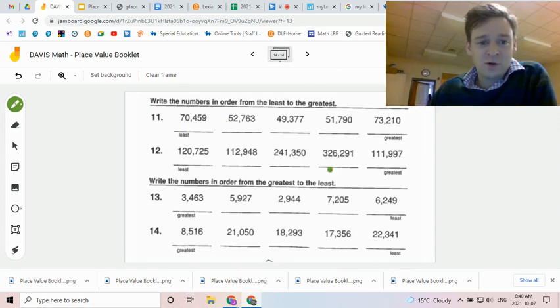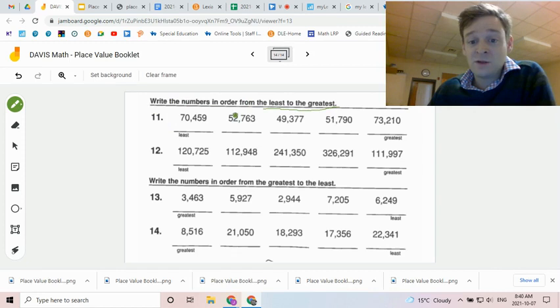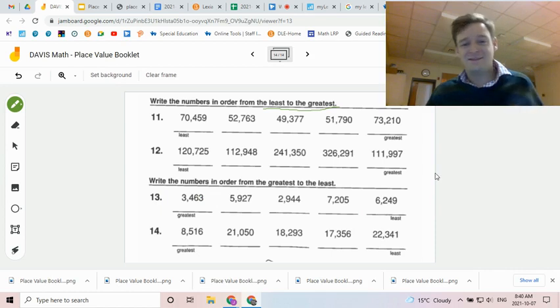In this last page, you have 4 questions. The first 2, you're going to order the numbers from least to greatest, which means the smallest number is going to come first, then the second smallest, third smallest, fourth smallest, and then fifth smallest, also known as the greatest. And then in the next question, you're going to order them from the greatest to the least.